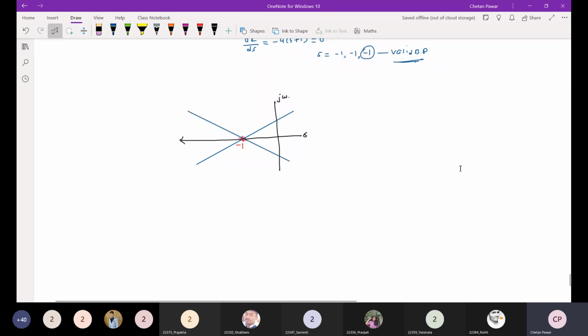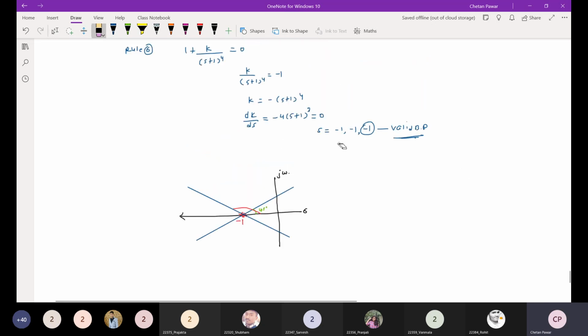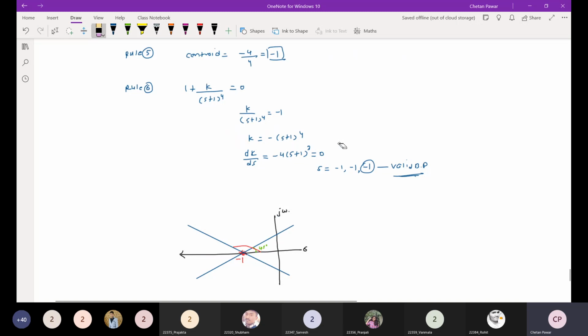Okay, so this angle will be 45 degree. This angle will be 135. Like that, 4 asymptotes are drawn. Now here you can see that the breakpoint is also minus 1.